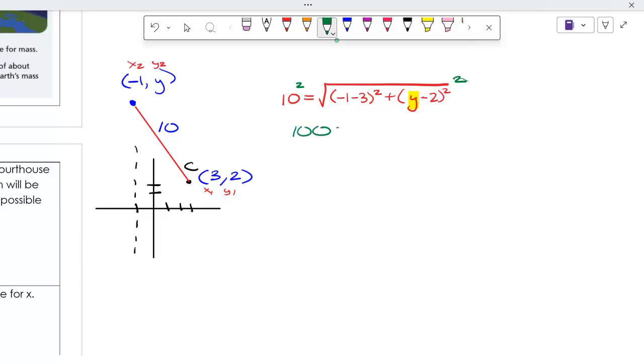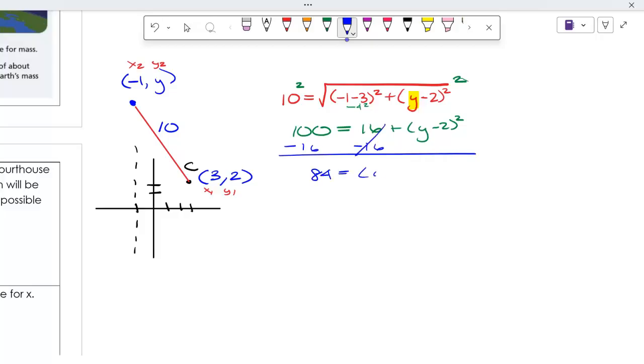So that gets me 100 is equal to, and let's go ahead and combine some like terms here. -1 minus 3 is -4. Okay, -4 squared. So that gets me 16. Okay, plus, and then I have this y minus 2 squared. Now, again, to get y by itself, I've got to get everything away from this squared term. So I'm going to subtract 16 from both sides. So when I do that, that gets me 84 is equal to y minus 2 squared.